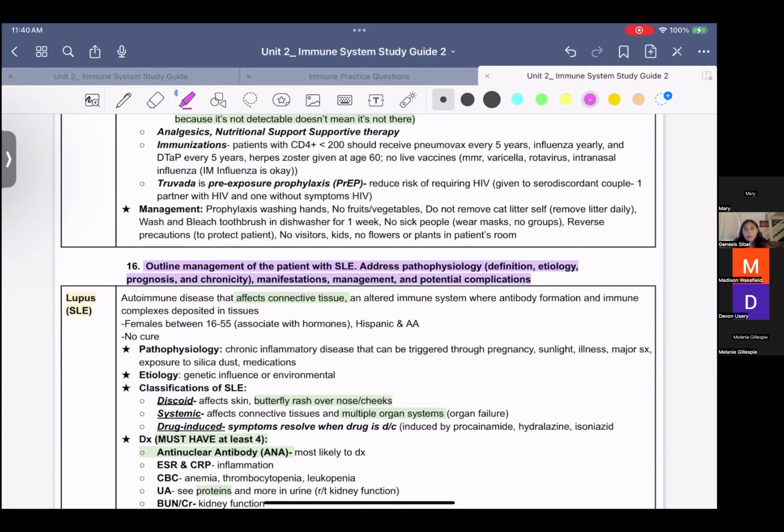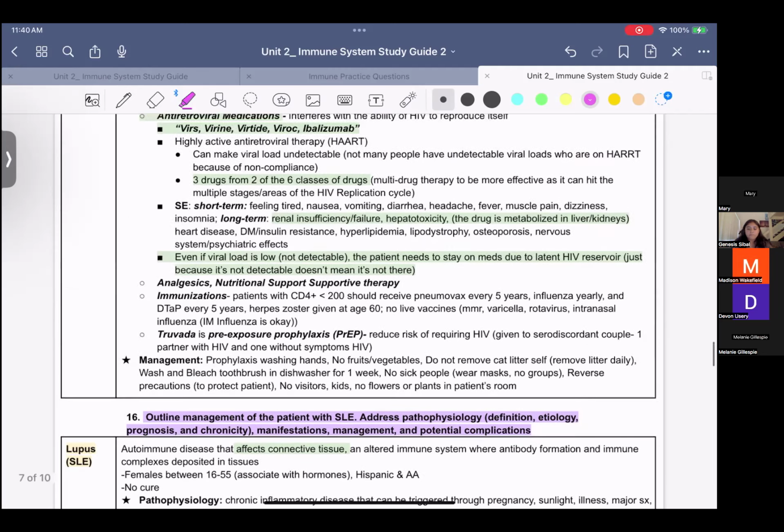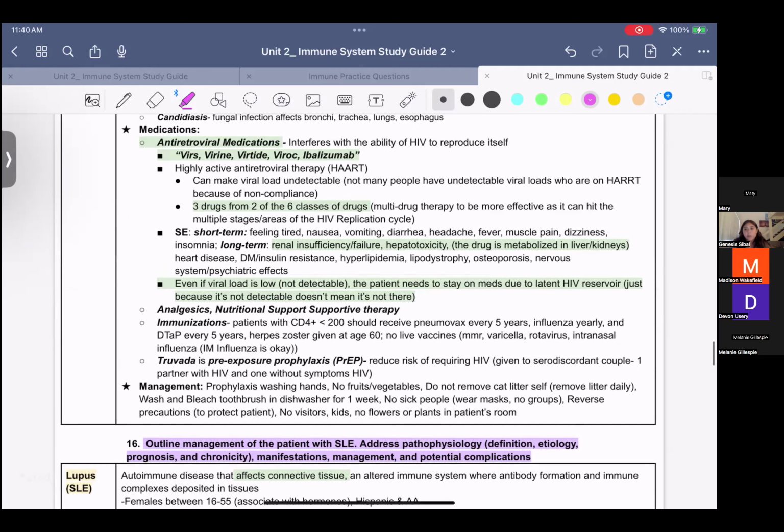Nutritional support, right? That makes sense because their immune system's not able to be well enough on their own. So you have to make sure they're getting enough nutrition. Most of them end up losing weight as well. So immunizations, that's another thing. Get those immunizations. So no live vaccines, which I have there, which makes sense because we know that for any immunocompromised patient.